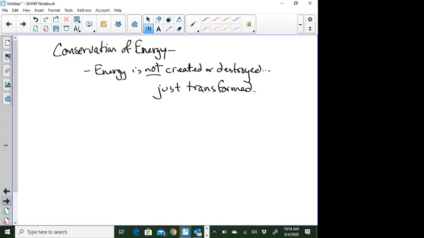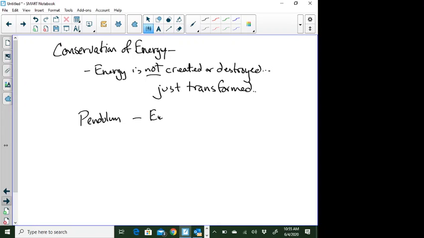One way to talk about the conservation of energy is to say energy can't be created or destroyed, it just gets transformed. And so what we can do is we can take energy and change it into one form and then change it into another form. And the easiest way to see that is in a pendulum. But when we talk about pendulums, let's just first review.